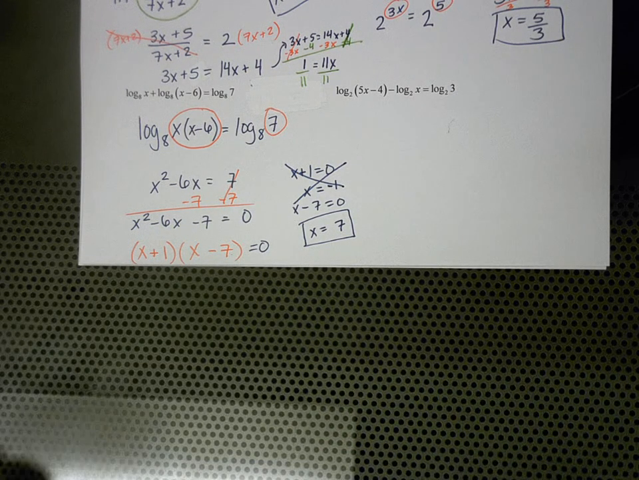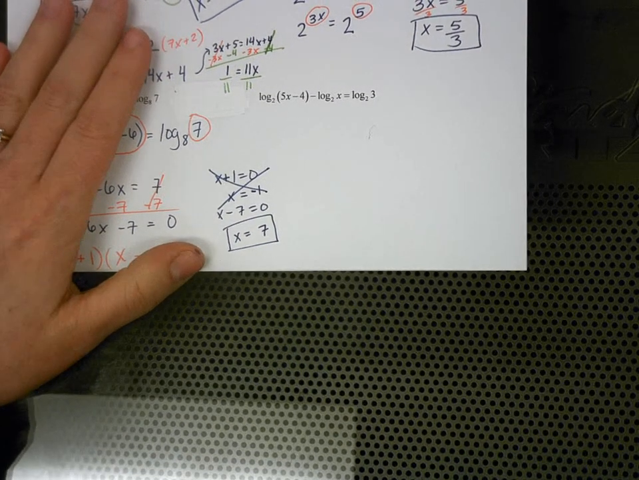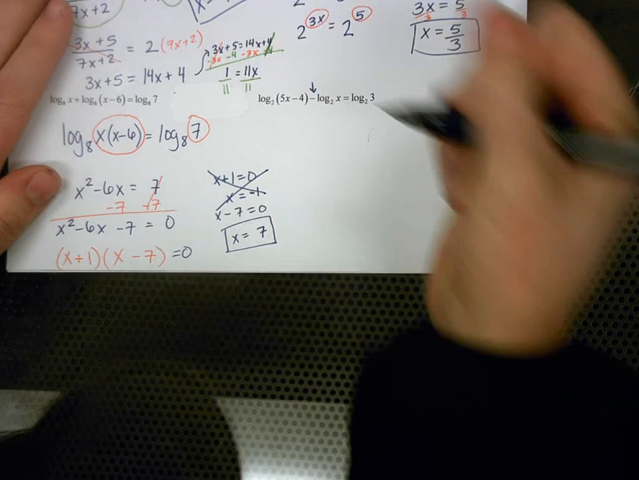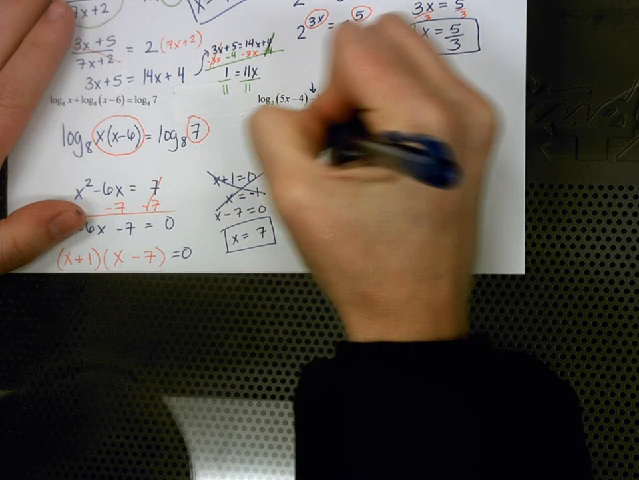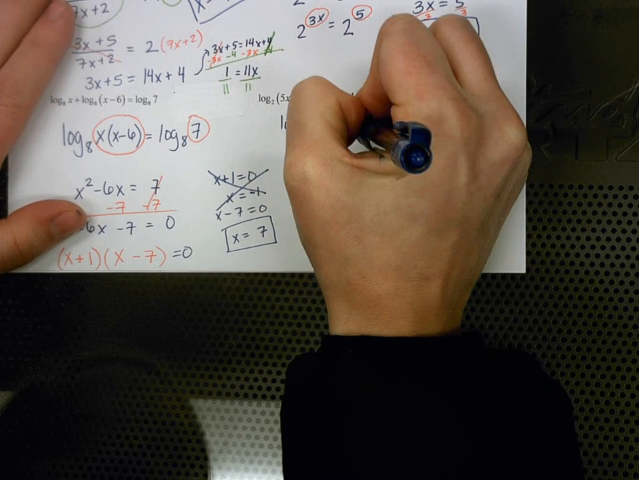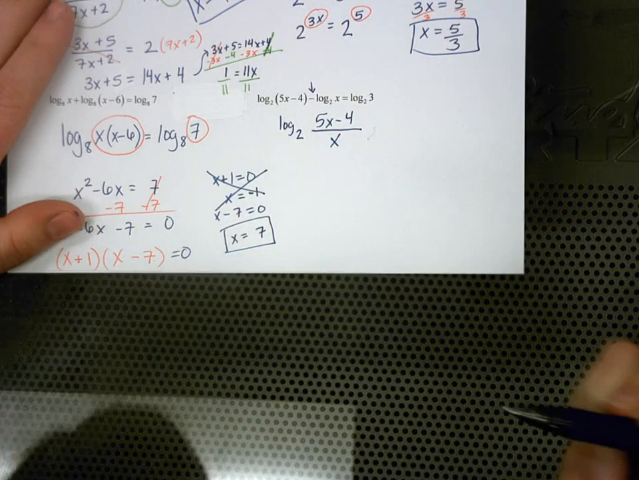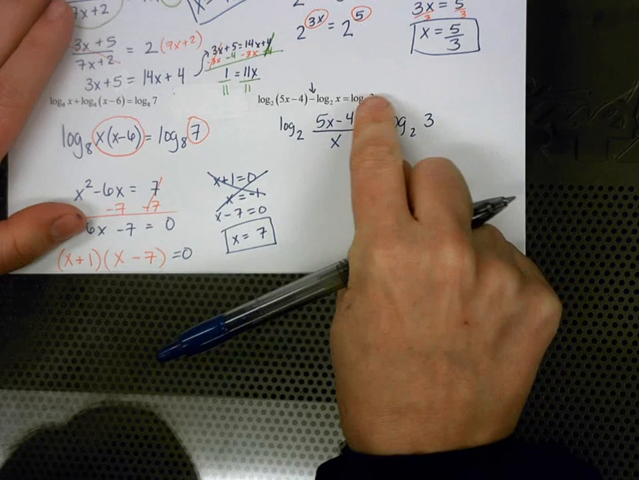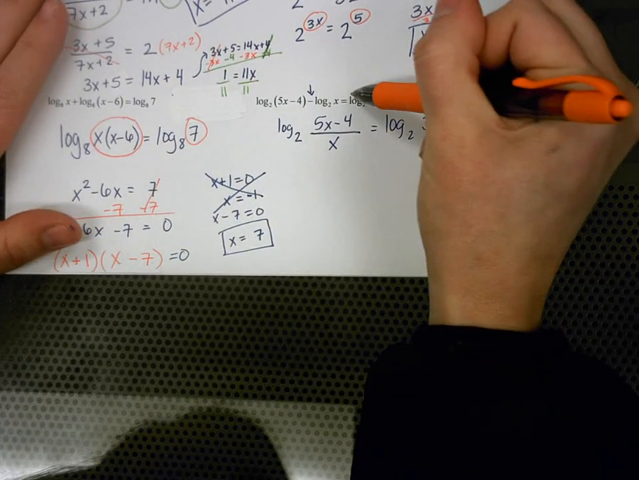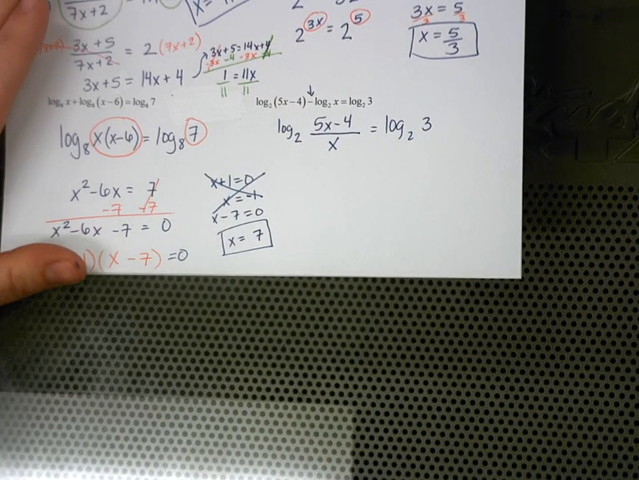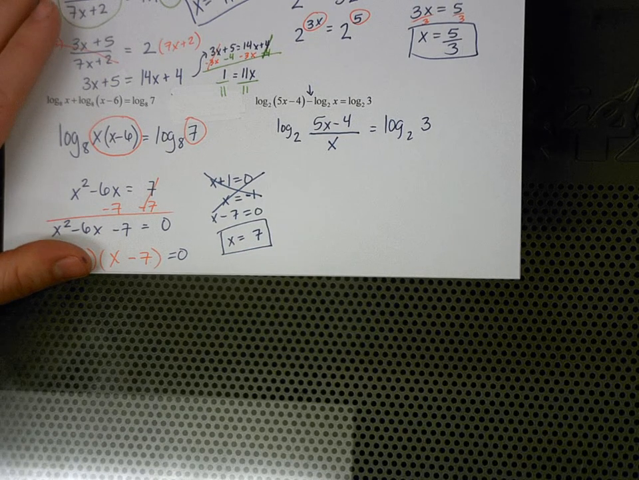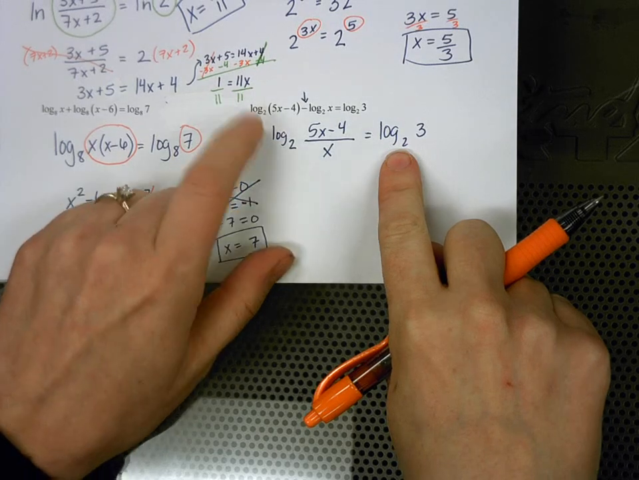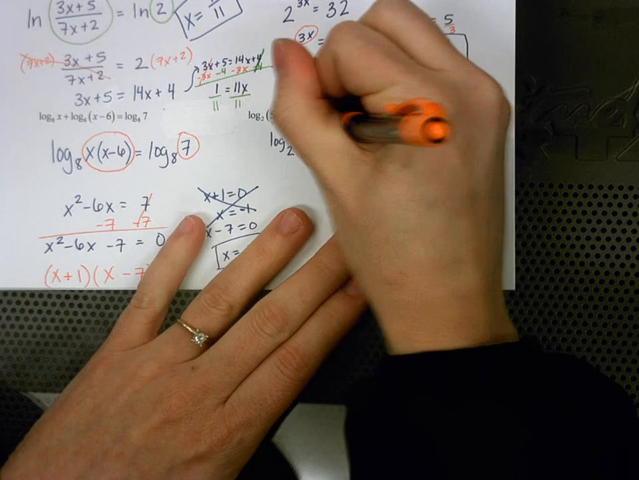All right, moving to the right. We want all as one log on the left-hand side, so this subtraction means we're going to change to division. Log base 2 of 5x minus 4 divided by x equals log base 2 of 3. We didn't need to condense anything on this side. It was already one log. Once you have one log on each side, like that's the goal until you have one on each side and they match. Log base 2 and log base 2, that means these answers are equal to each other.